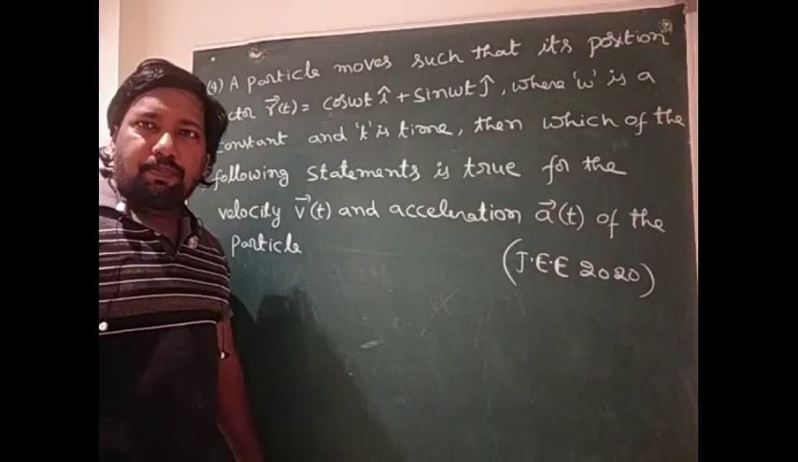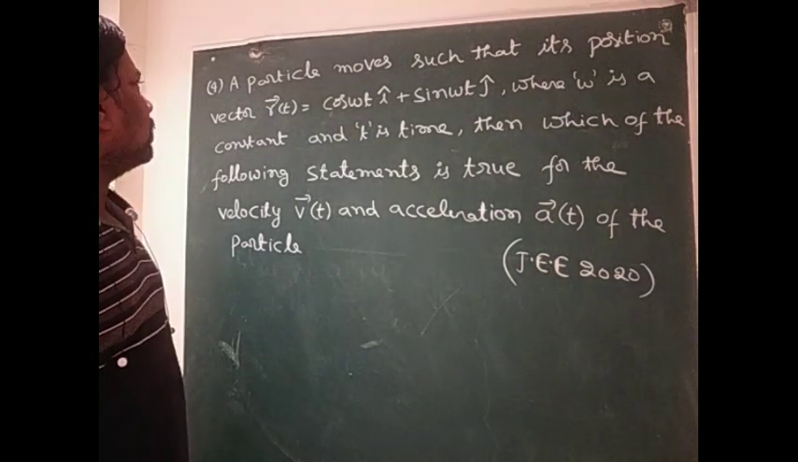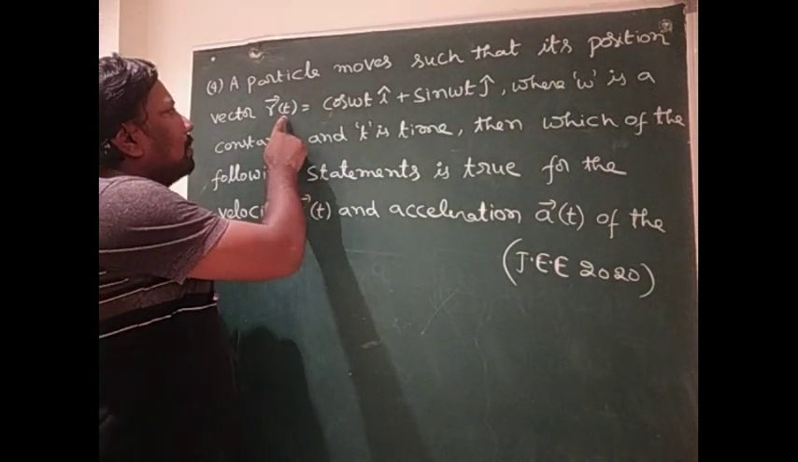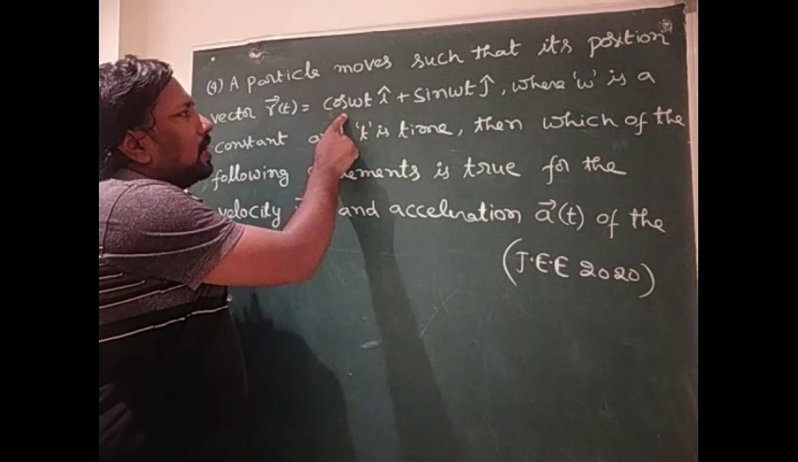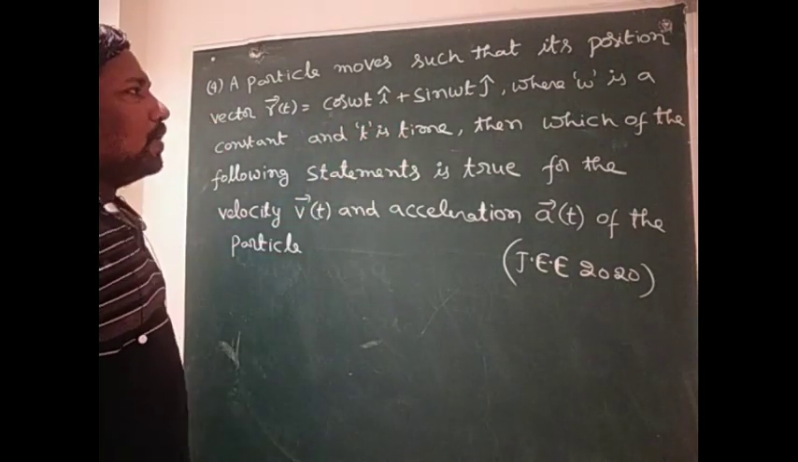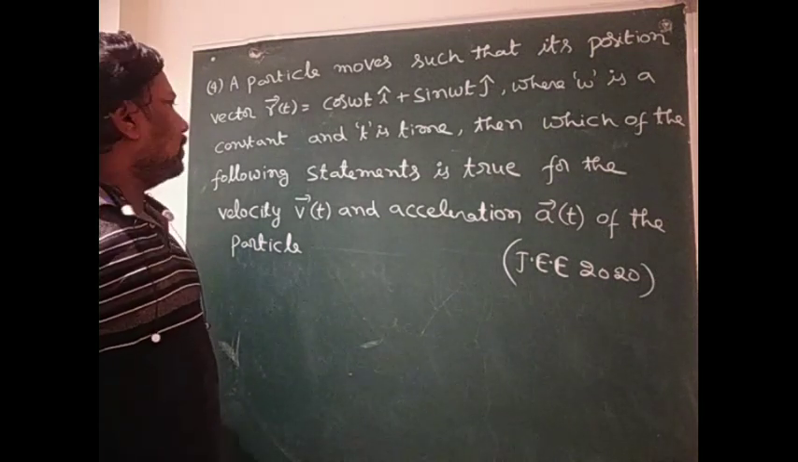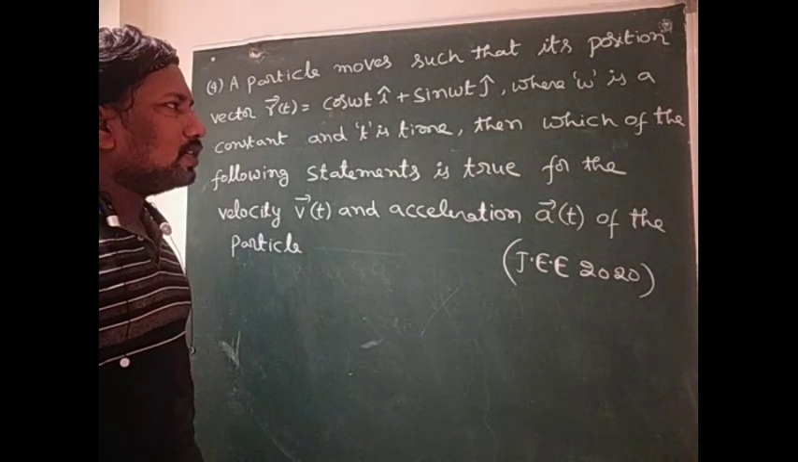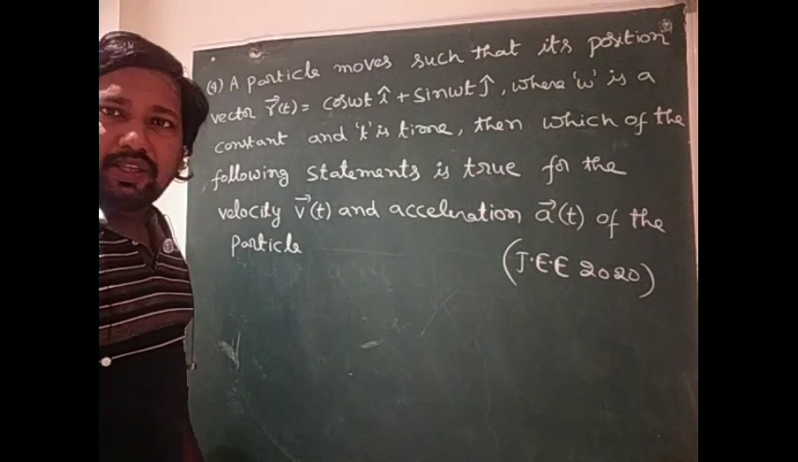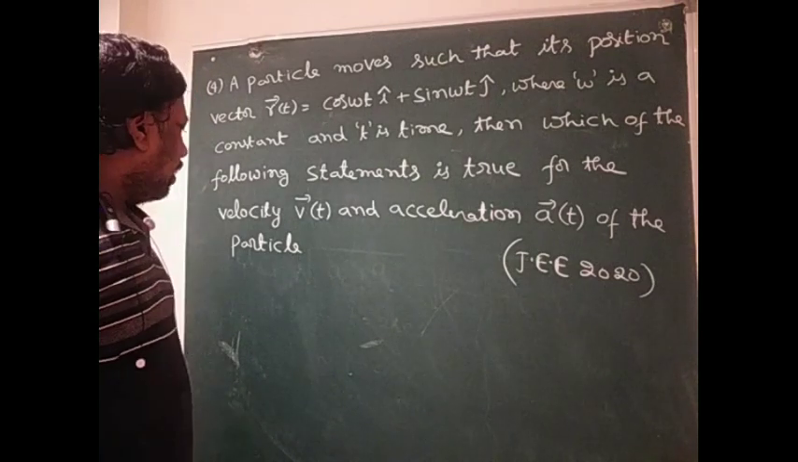Next, problem number 4. A particle moves such that its position vector r bar of t equal to cos omega t i cap plus sin omega t j cap, where omega is a constant and t is time. Then which of the following statements is true for the velocity v of t and acceleration a of t of the particle?